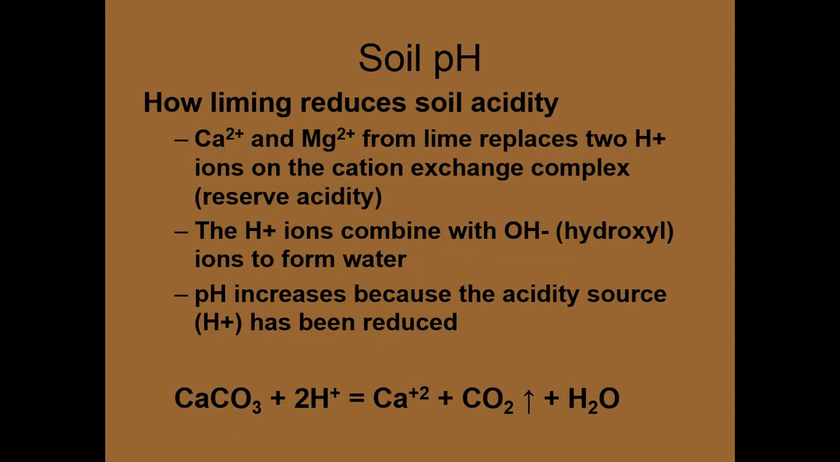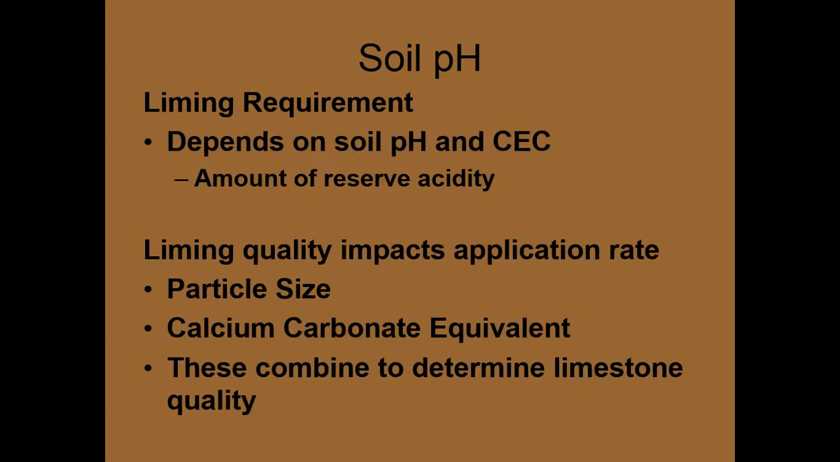How does liming reduce soil acidity? The calcium and magnesium from the lime replace two hydrogen ions on the cation exchange complex. These then combine with the hydroxyl ions to form water, and it's removed from the soil profile. The pH increases because the acidity source, the hydrogen ion, has been reduced and often removed from the site. So again, liming requirements depend on soil pH and CEC, which help you determine the amount of reserve acidity, and liming applications are often influenced by the liming quality, so the particle size and calcium carbonate equivalent.